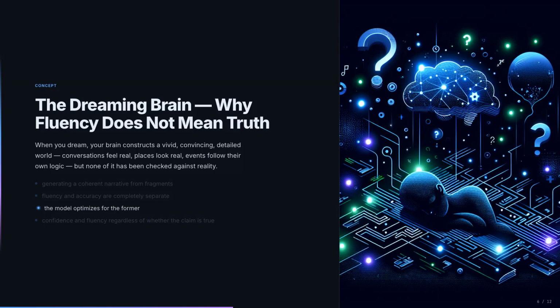The problem is that fluency and accuracy are completely separate properties. A text can sound perfectly natural and be completely false. The model optimizes for the former. It has no direct mechanism for the latter. This is why hallucinations are so convincing. The model is essentially perfect at making text sound right. It learned this from billions of examples of confident, fluent human writing. It reproduces that confidence and fluency regardless of whether the underlying claim is true.